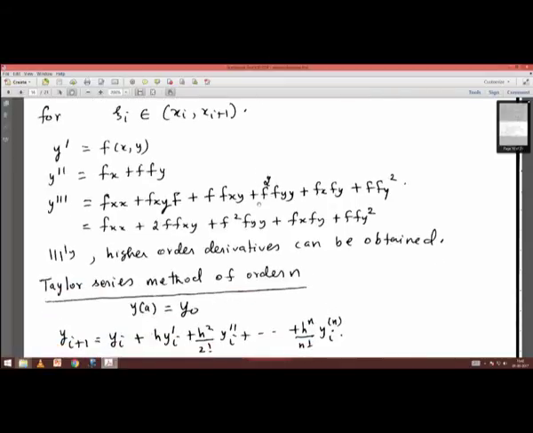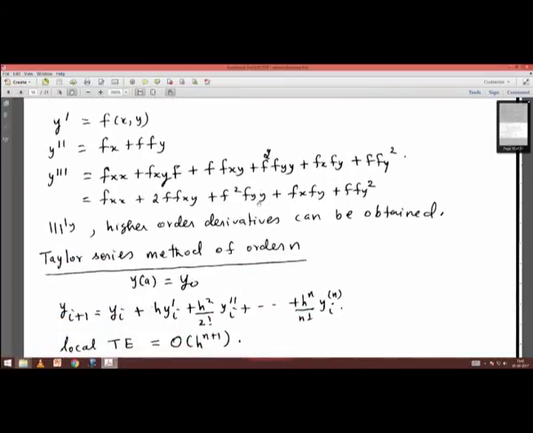So, I compute the derivatives which appear there as terms of the Taylor series, namely y', y'', etc. y' is f(x, y). What is y''? It is d/dx of y'. But what is d/dx of y'? So, let us see what it is.